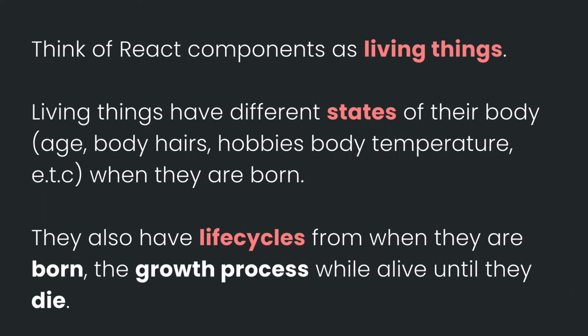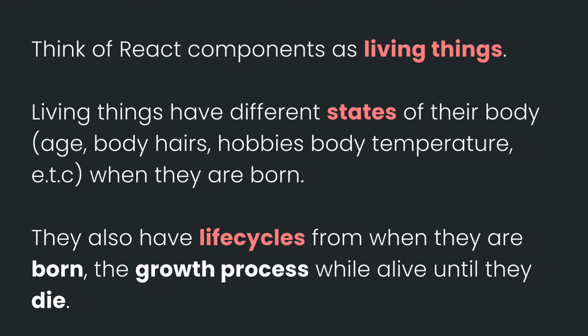I want to start by saying think of React components as living things. And living things here can be human beings, animals, or plants, but I'll be focusing more on animals for the rest of this video. Now, when an animal is given birth to, they have different states of their body, different conditions of their body. This can be the state of their age.